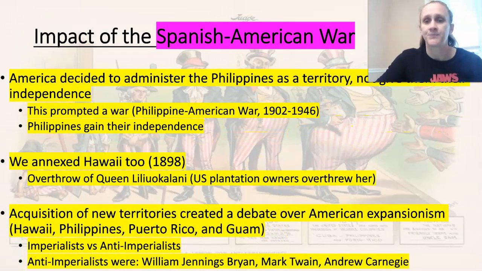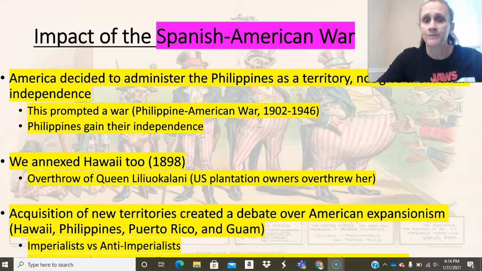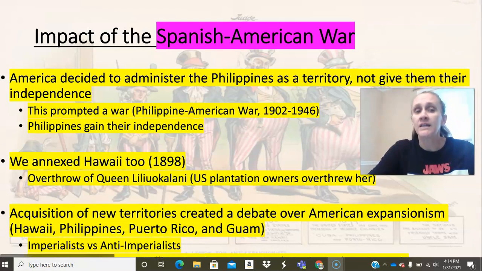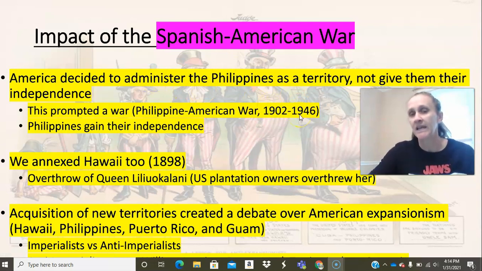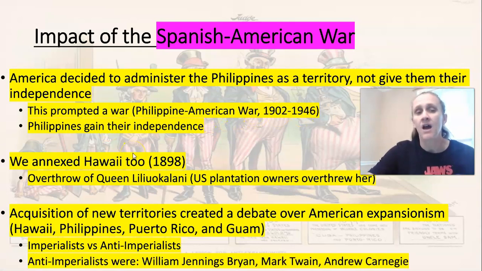All right. So the United States decides that the Philippines aren't going to be allowed to be an independent nation. We're not going to give them their independence. We're going to take control of them. We're going to take care of them. This prompts a war in the Philippines. So there's your Philippine-American War. The Philippines will eventually gain their independence.